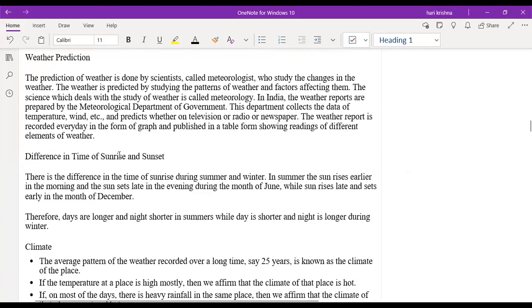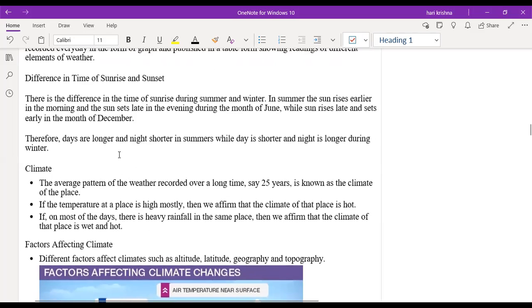So who will give the weather predictions in India? Sir, the satellites. Satellites? Sir, the meteorological department. The meteorologist. The person who prepares the weather report is called a meteorologist. So we'll get the weather reports from the Meteorological Department of India or the meteorological department of the state.